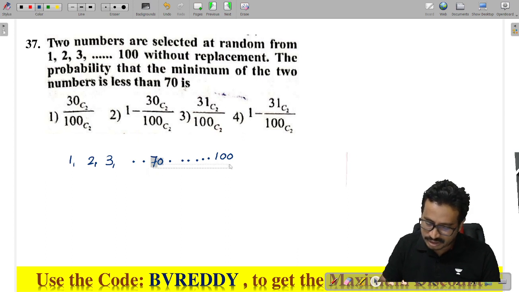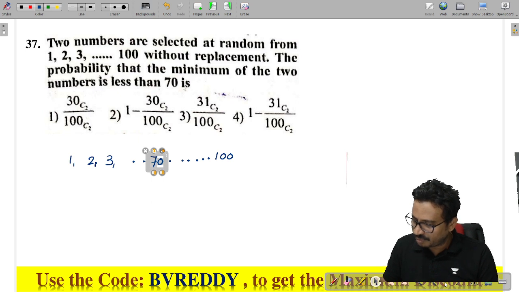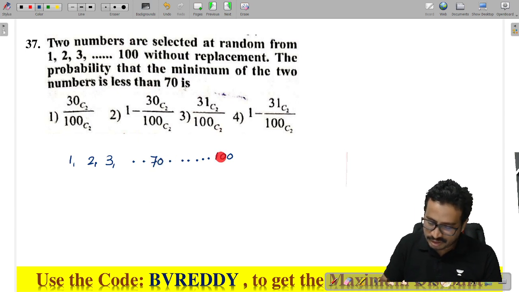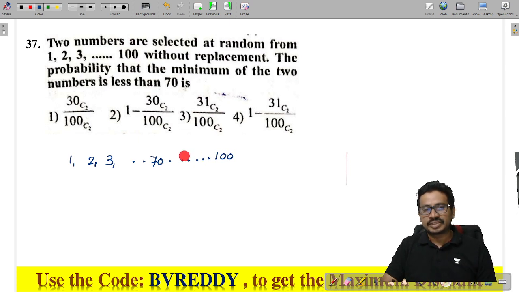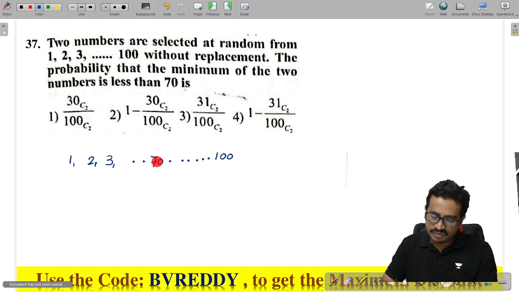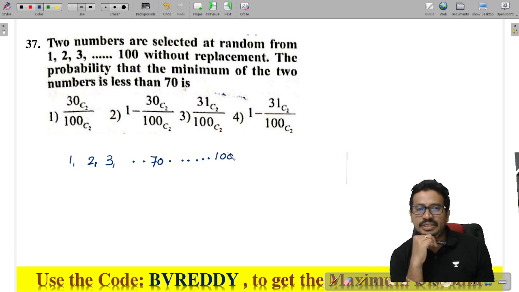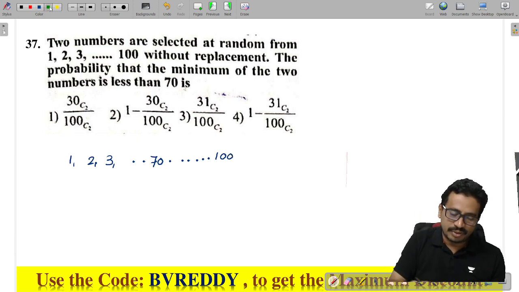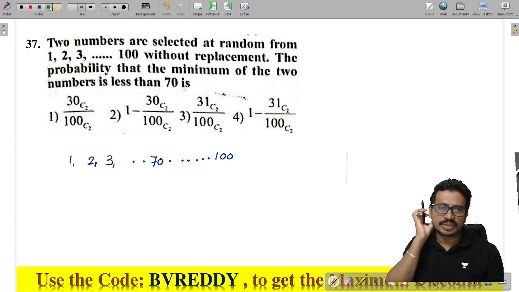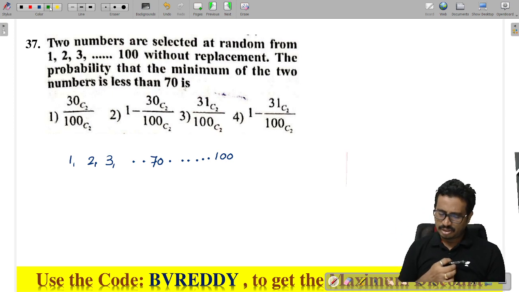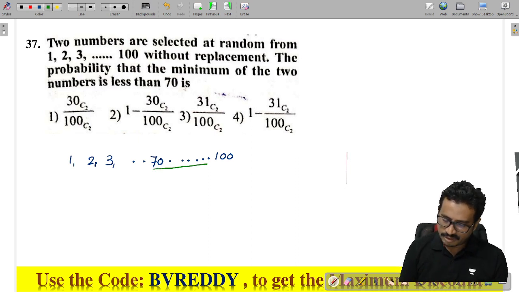Now if I select the numbers in between 70 to 100, then I can definitely say that the sum is always... here one of the numbers is greater than this. So here we need to get, at least, the minimum of the two numbers less than 70. So for that purpose, I am selecting one number from in between 70 to 100.